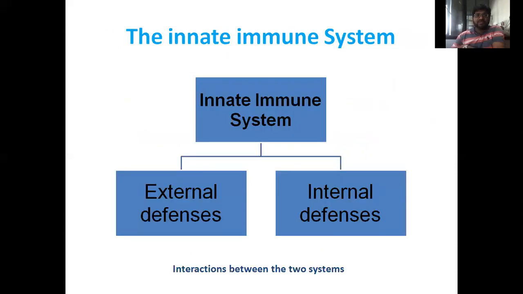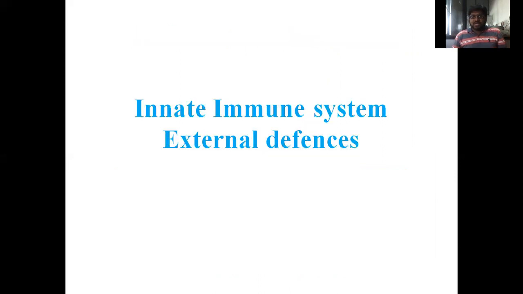The innate immunity system is described in two parts. First one is external defenses and second one is internal defenses, as I said earlier. Innate immunity system, external defenses.